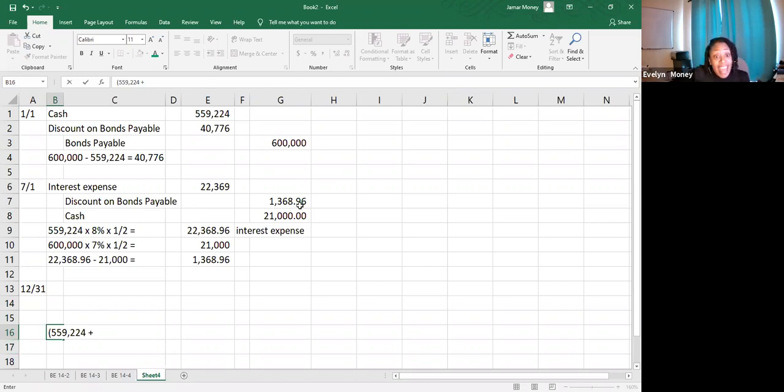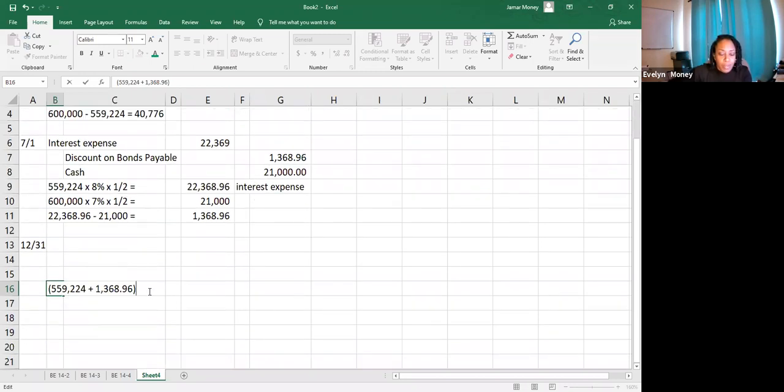Now, I'm going to add the amortization of the discount on bonds payable because remember, we're slowly moving up towards the par value. We originally got less cash than the par value of the bond. So the amortization of that discount on bonds payable increases the carrying value of the bond. So we're getting closer to our par value. So we're going to add that 1,368.96. And then all of that will be multiplied by 8% by half. So don't forget that step.